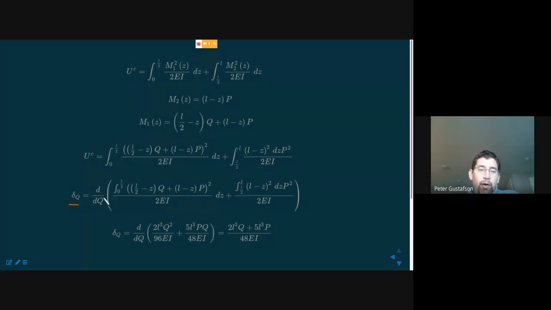And I'm going to say now I take the derivative of this above expression. It's the same expression with respect to Q. And when I do that, what I get is d by dQ of this. So this term now in parentheses was the result of completing the integrals here. I still have the derivative present. And then when I apply the derivative, what I get is the following. That is 2L cubed Q plus 5L cubed P over 48EI. Note we're taking the derivative with respect to Q because Q is at the point of interest where we are trying to calculate the deflection.